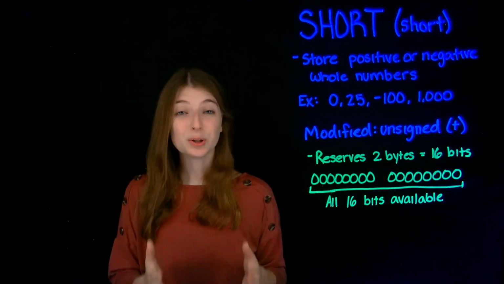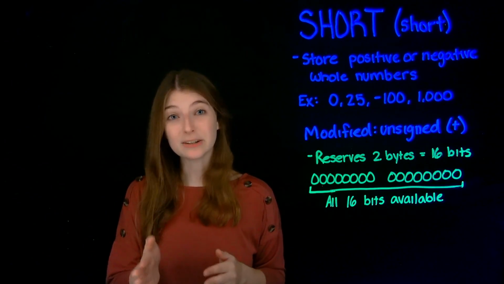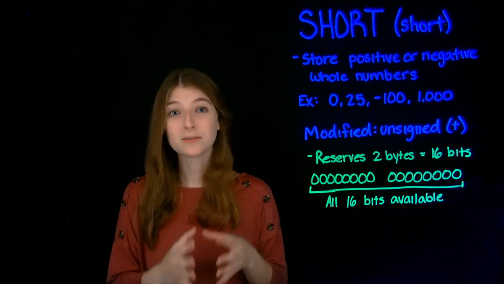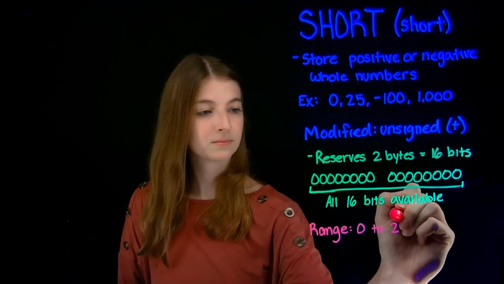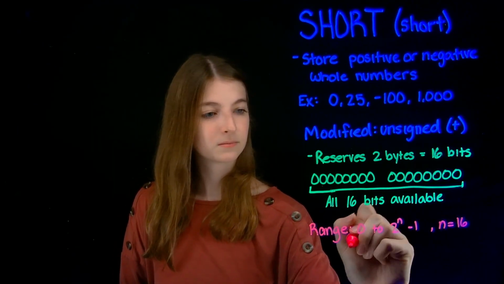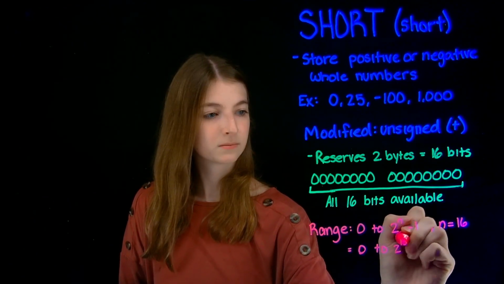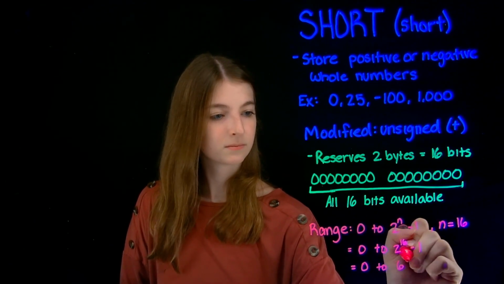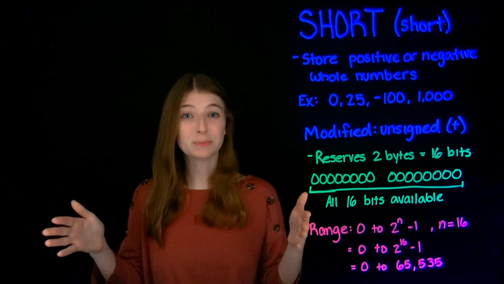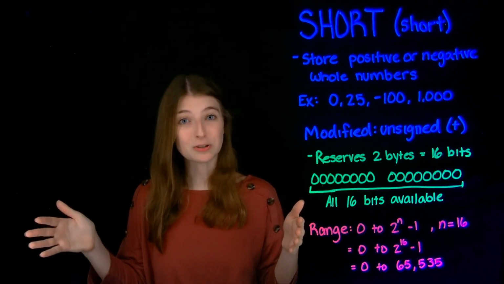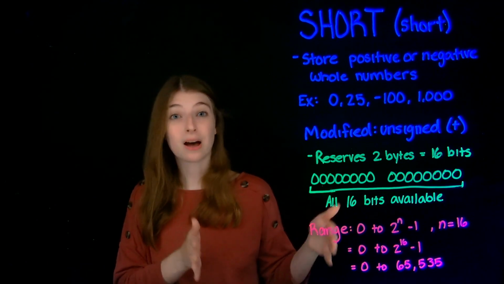So to find our new range, we're going to be going from 0, because we're only storing positive numbers, to our new max of 2 to the n minus 1, where n is equal to 16 bits. So this will give us a new max of 65,535. So instead of our range being split between positive and negative values, we have one solid positive range.